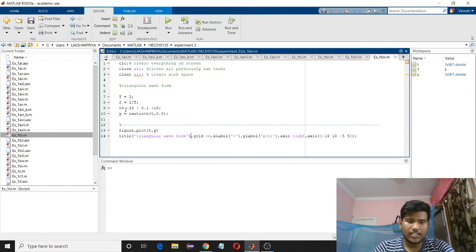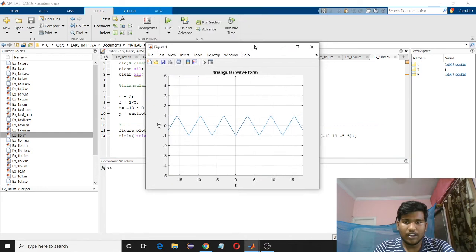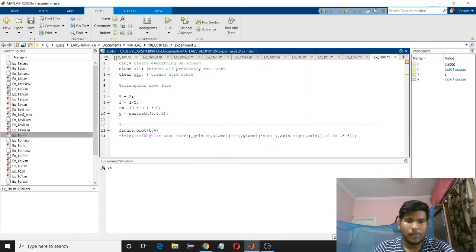Next we are plotting a triangular waveform. Time period is 2 seconds, t is running from -18 to 18 with an incrementation of 0.1. This is similar to sawtooth waveform. This is the graph that we are getting for triangular waveform.